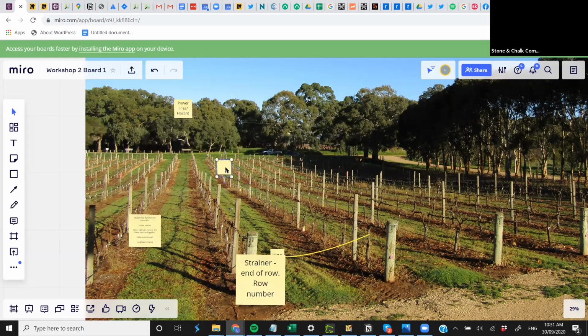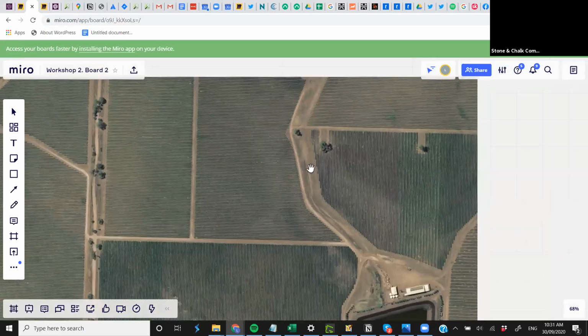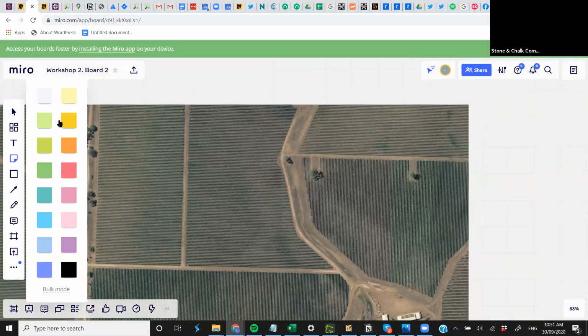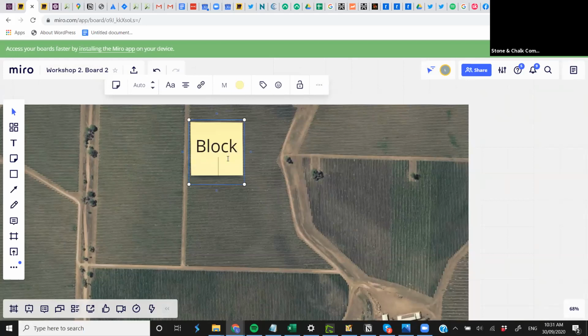So I would say that the first thing that you need to have for just about any application is the block boundary. And in relation to what Lachlan was just talking about, I'm talking about the block boundary in the context of the productive area of the land. So typically that's going to be defined by the location of the strainer posts, and you'd probably define it on the basis of this image here that you've just moved to now.